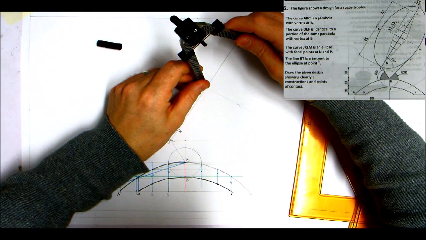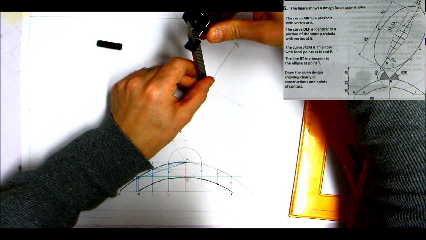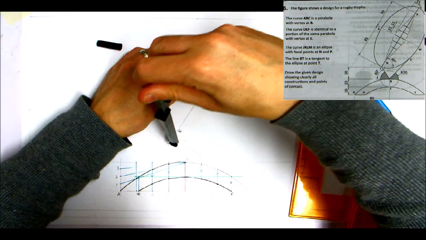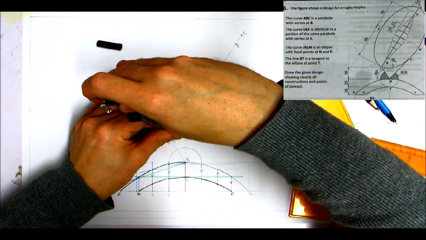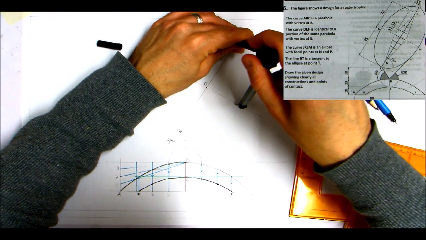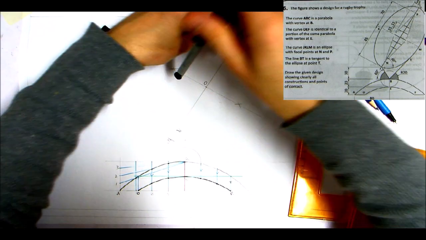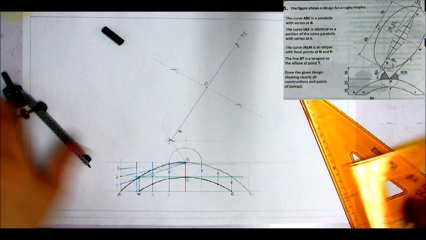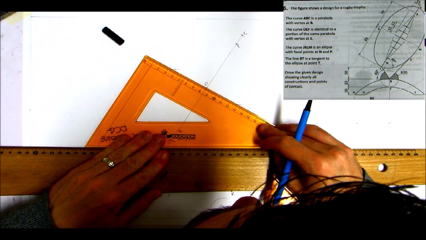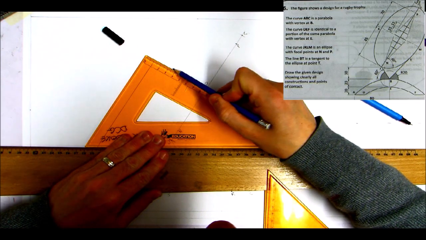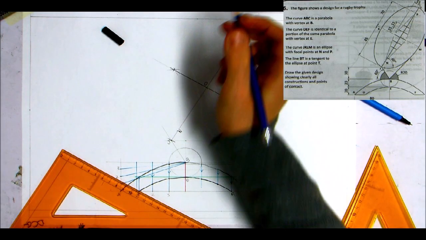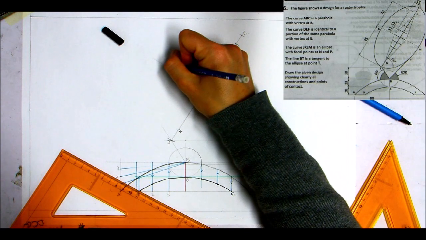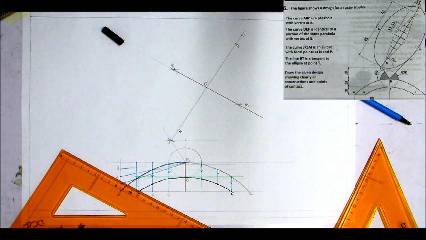Making sure I have the right distance here. So half the major. There we go. Half the major from the minor. Those points there are K and M. K and M. From here you can use any technique you want to draw your elliptical shape.